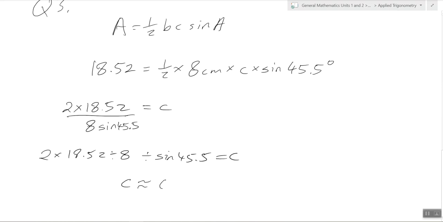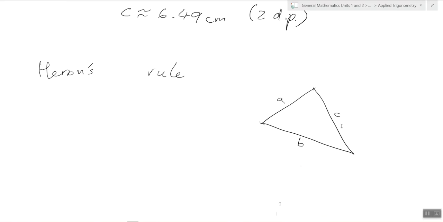Approximately 6.49. Did it have units in it? Centimeters. 2 decimal places. 3 sides of a triangle, none of them are the perpendicular height.